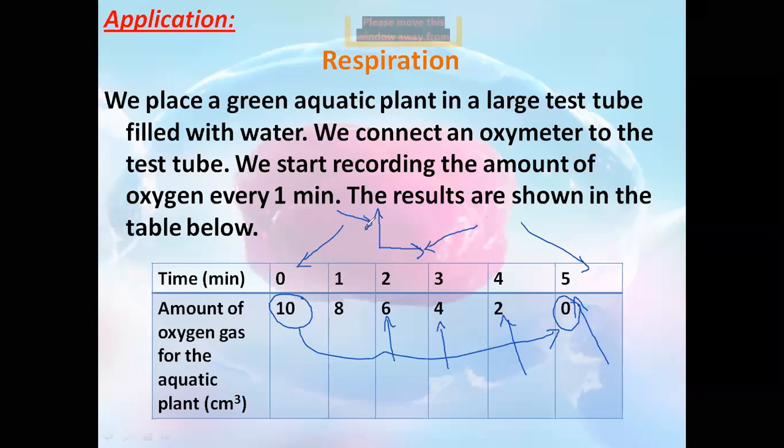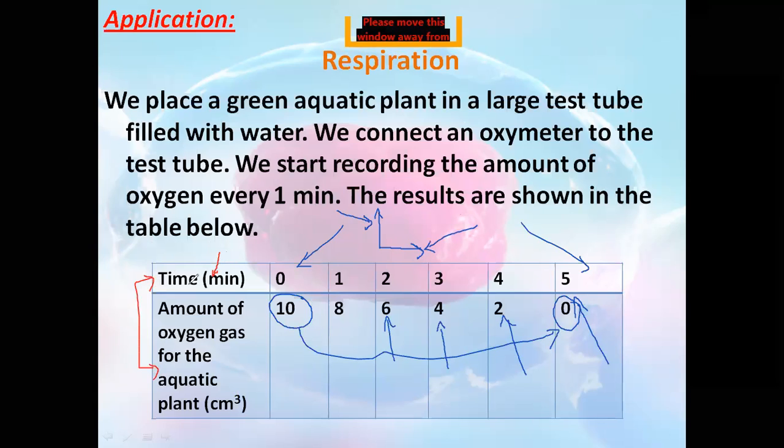Okay? So always pay attention. Which one is found on the upper side of the table, time or amount of oxygen gas for the aquatic plant? Which one is up and which one is down in the table? Time is up, and amount of oxygen gas is down. Always keep it in your mind: the one that is up in the table should be down in the graph.